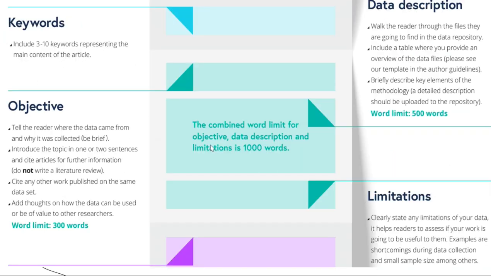Now you can give 3 to 10 keywords in these data note articles. You have to give the objectives, telling the readers where the data came from and why it was collected, and you have to give the introduction of your topic, with citations, and add thoughts on how the data can be used or is valuable to other researchers, in 300 words. You have to give the complete specification detail of the data, right? In 500 words you have to give the limitations as well.